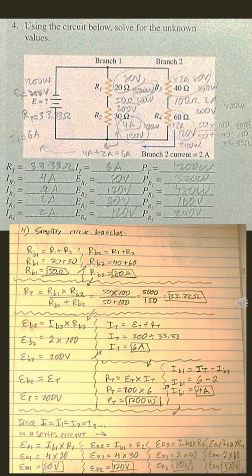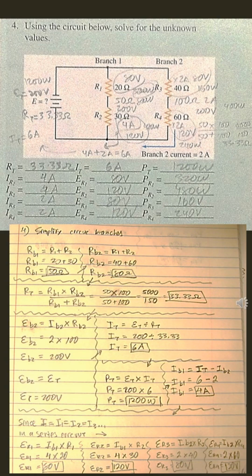If you want, ignore everything that you see in the circuit and just go by what the problem itself gives us for now, so we can work each step of the problem out to find each of the values that are supposed to be blank. So we start by simplifying our circuit branches, branch 1 and branch 2. We're going to call it RB1 for the resistance value at branch 1, which equals resistance 1 plus resistance 2.